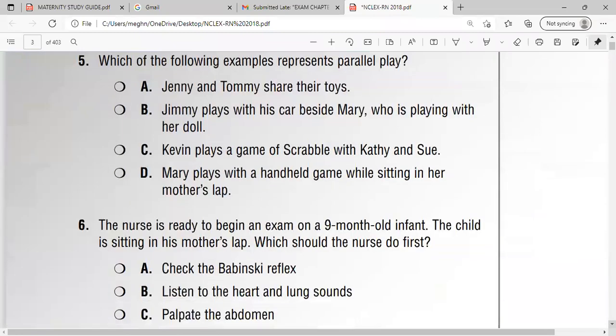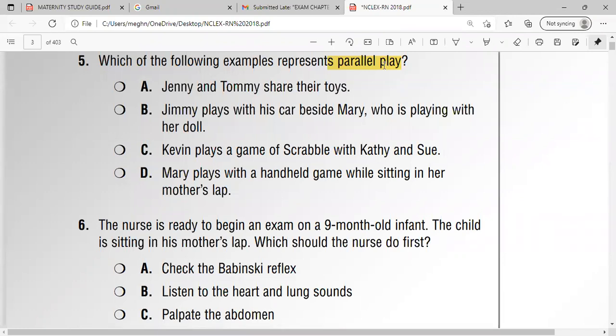And question number 5: which of the following examples represents parallel play? Wonderful question. The NCLEX board, for some unknown reason, likes this type of question. What does parallel play mean?